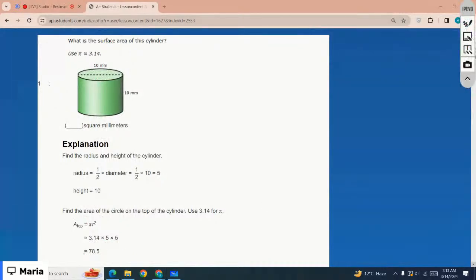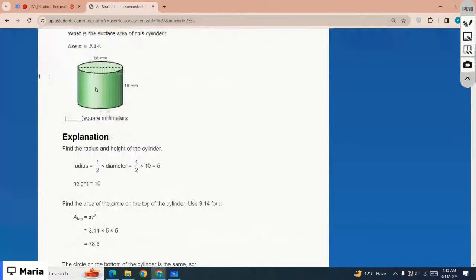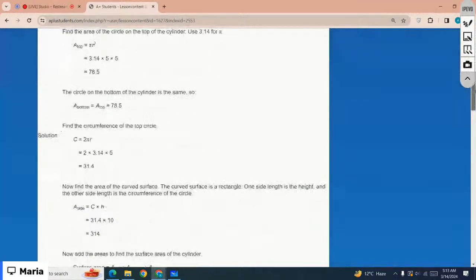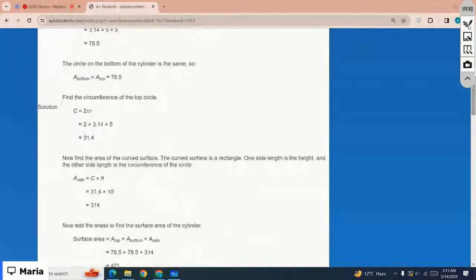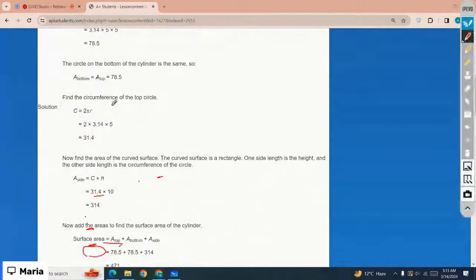Now you have to calculate the area of the lateral. Lateral means the area of this face, right? So for the area of the lateral face, you need the circumference. Circumference is C equals 2 pi r. So 2 times 3.14 times 5, that is 31.4. So now the area of the side is circumference times h, that is 314.